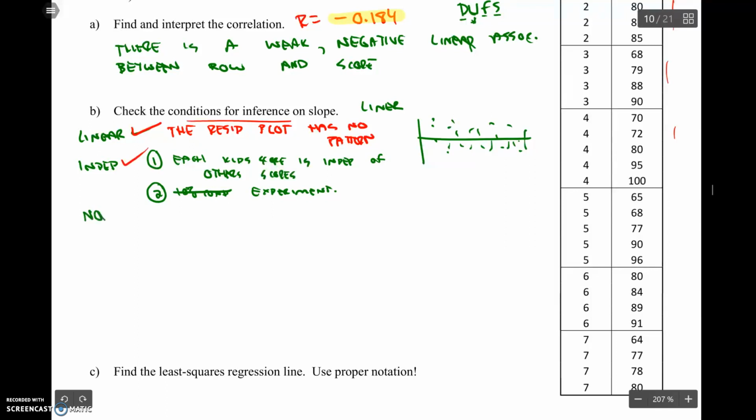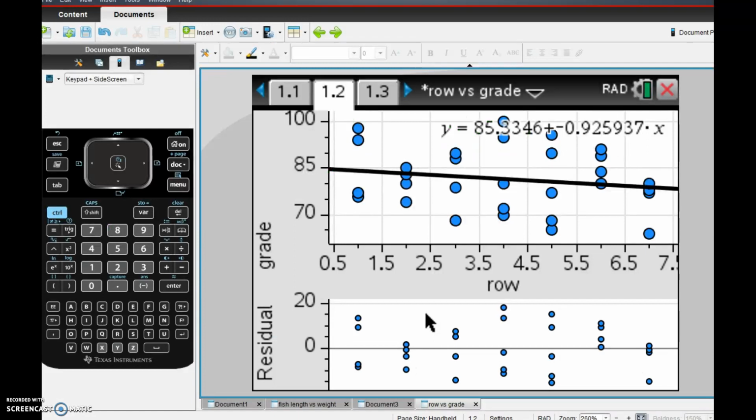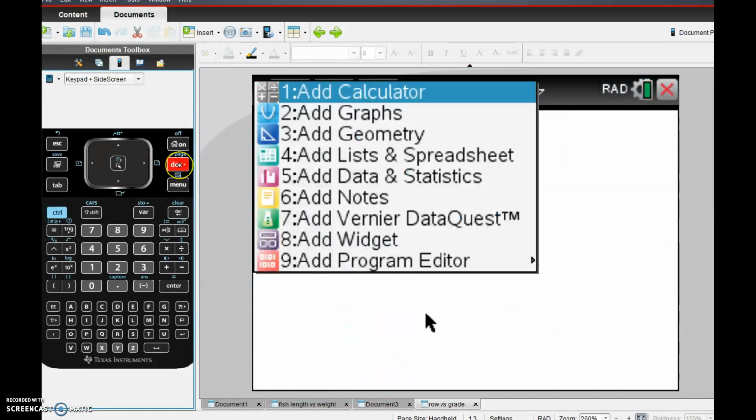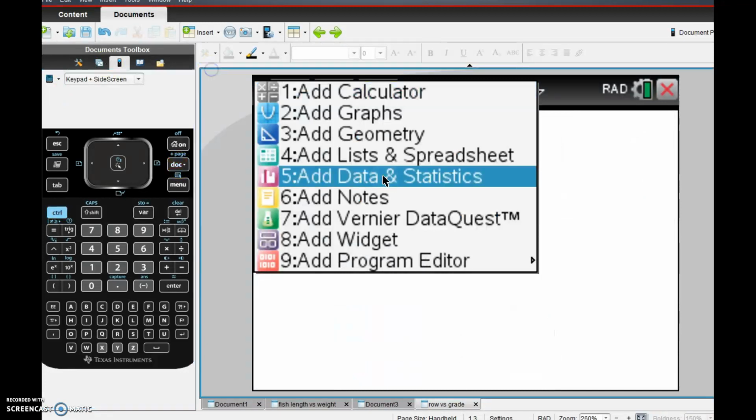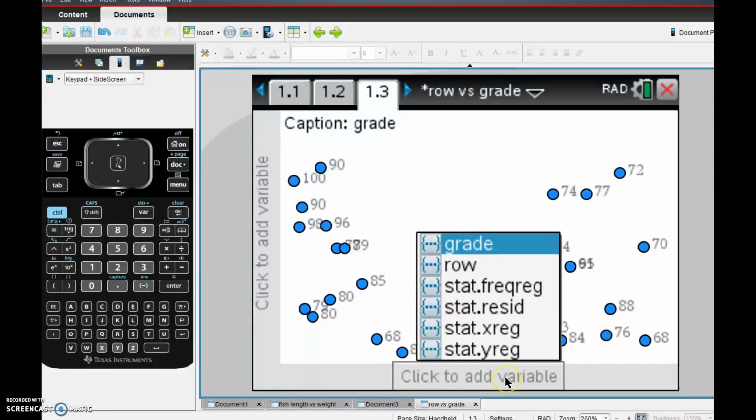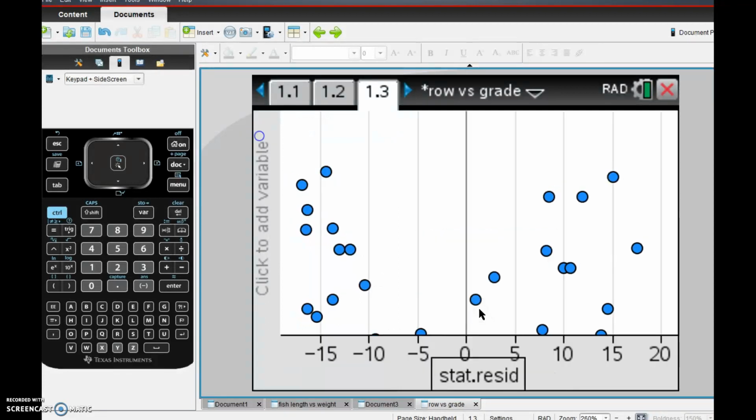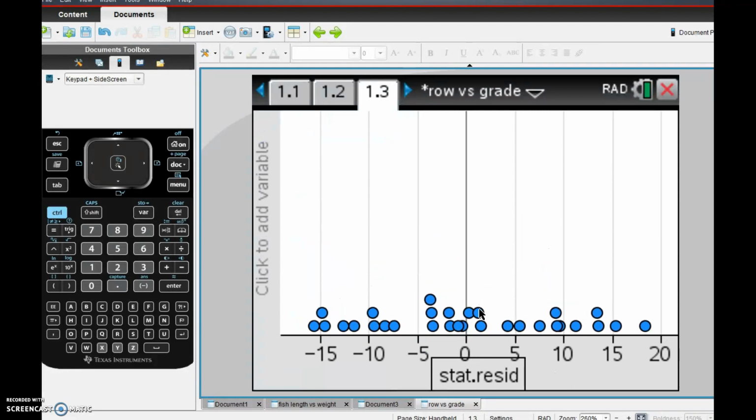LINER, N for normal. So what needs to be normal? Well, what we need to look at is the plot of the residuals. Not the residual plot, but a one-dimensional, univariate graph of the residual list. When I did the regression analysis, it stored the residuals into stat resid. So there's my residual list. I'm looking for symmetry with no outliers. Residuals are approximately symmetric with no outliers.